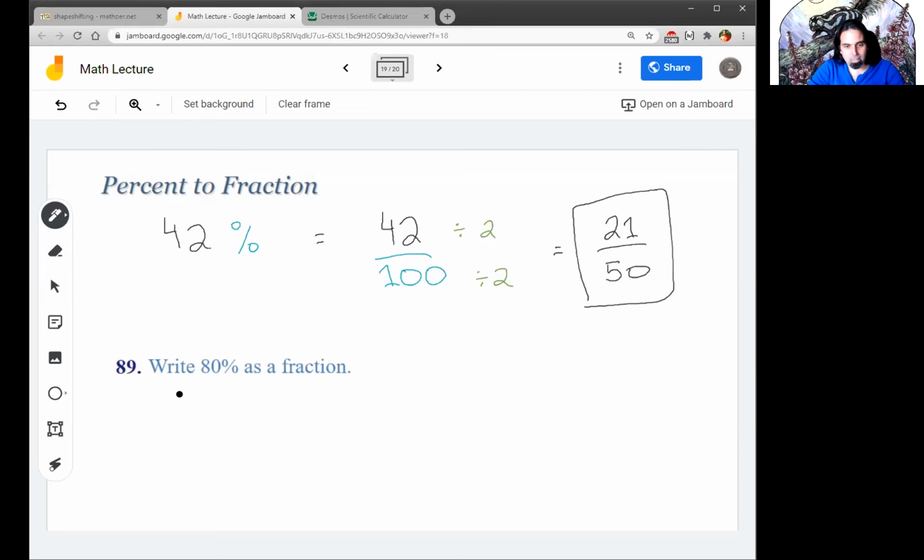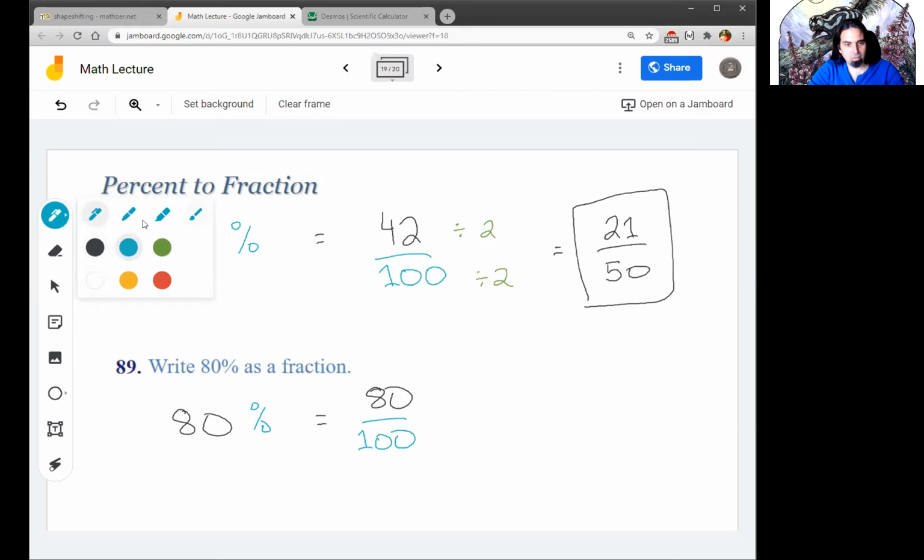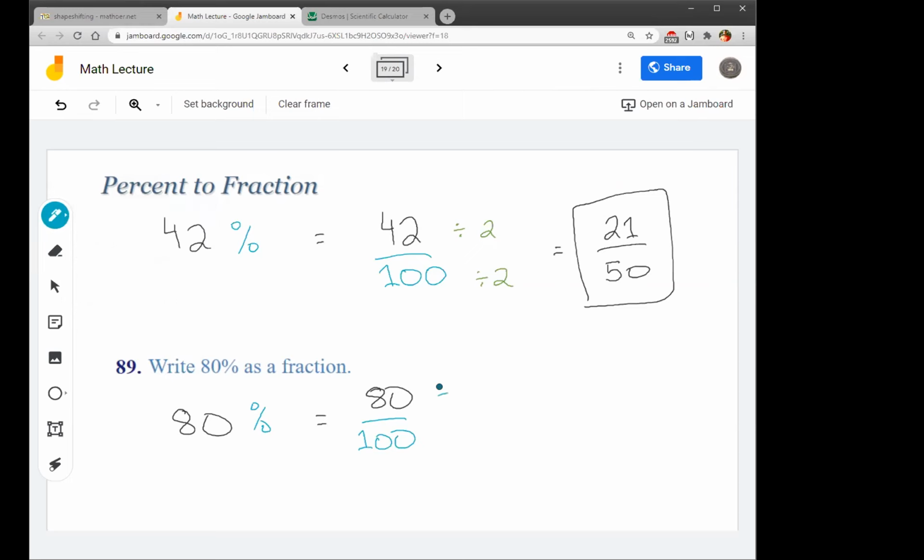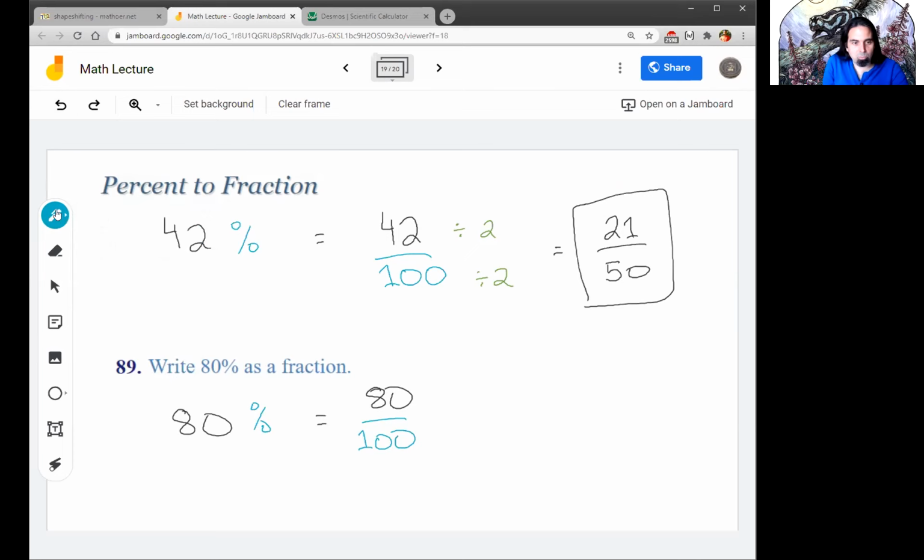80/100. Yeah, so I'll take my 80. That's a percent. I want to get rid of the percent. I'll write the 80 over 100. Am I done? Nope. I'm pretty sure you can divide it by 4, can't you? 4 works. But just because of space on the screen, I'm actually going to divide it by 20.